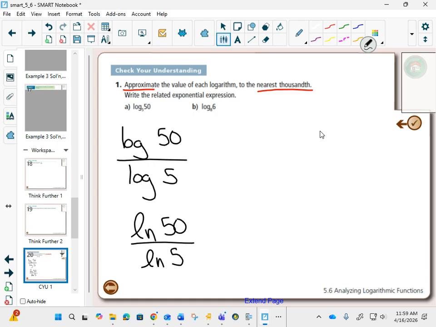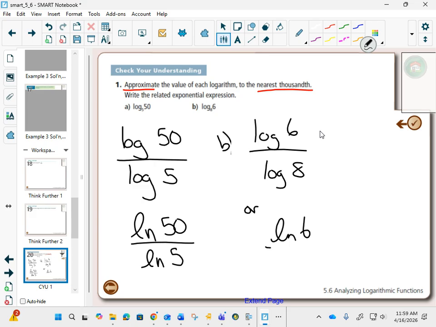And since we're short of time, I know you could type that into your calculator and I know that you could round to the nearest thousand. Okay, so this one too, this will be log of 6 divided by log of 8 for part B, or you could use the natural log of 6 divided by the natural log of 8. Both of those would be easy to do. So you can circle questions 3, 4, and 5.